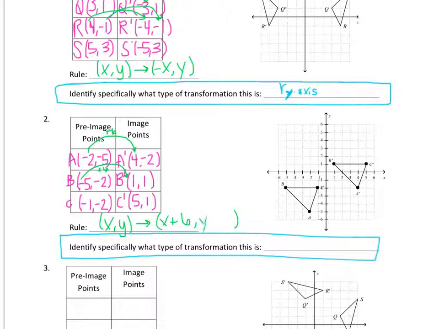Now I have to figure out what's happening with y. Is it staying the same? Is it changing? And how am I changing it? Negative 5 maps onto negative 2. That looks to me like an addition of 3.